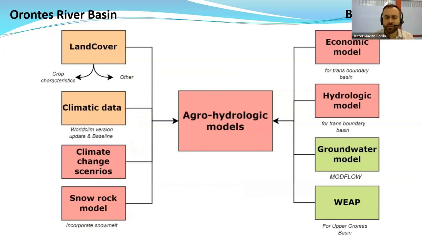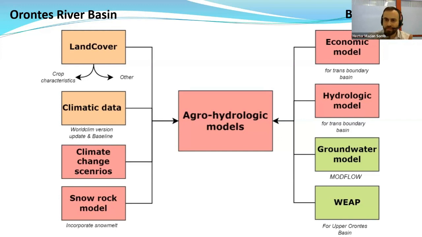And finally, the Orontes River Basin. In this basin, we have a groundwater model, we have a surface water model using WEB, and climatic data that we will update, land cover data that we will update also to better represent the current situation, and it might include also future situations. The climate change scenarios will come from SIMIPSIS, as in the rest of the models.